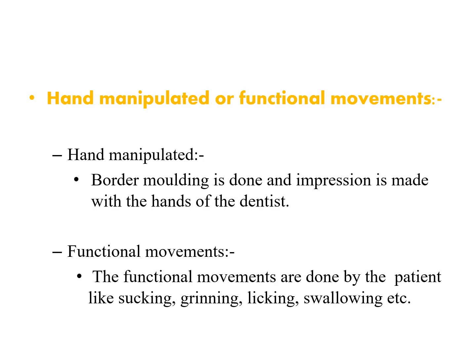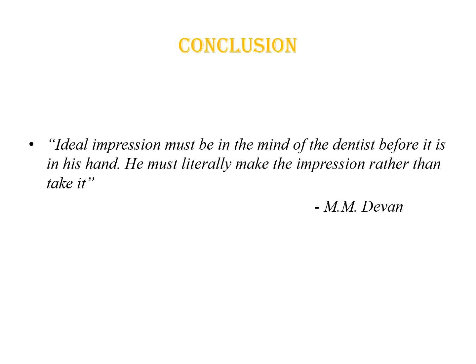Next is hand manipulated and functional movement, which I told you in border molding we use, the functional, active and passive. Hand manipulated is the passive technique and functional movement is the active technique. Functional movement is done by the patient, hand manipulated is done by the dentist. Border molding is done and the impression is made with the hands of the dentist. That is a hand manipulated impression. A functional movement impression means functional movements are done by the patient, like sucking, grinning, licking, swallowing, etc. With this we come to the end of this topic, that is border molding, final impression.